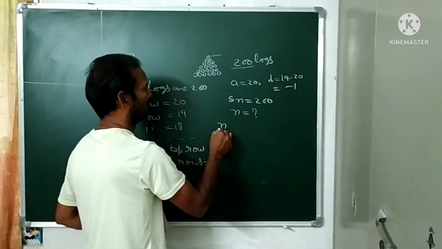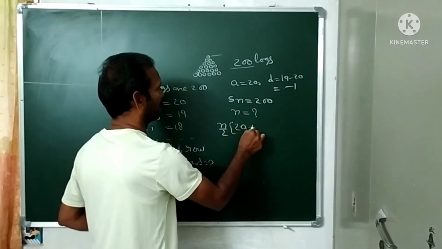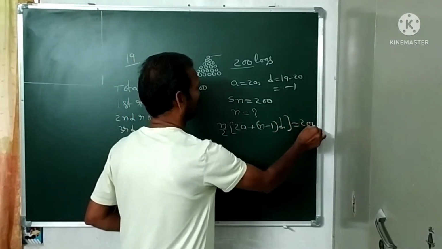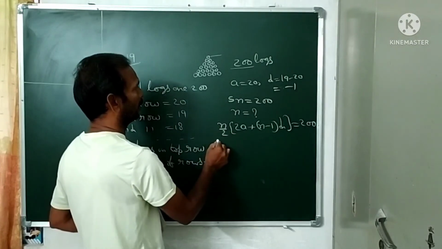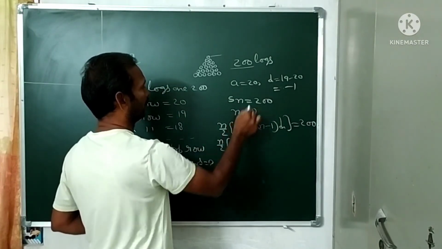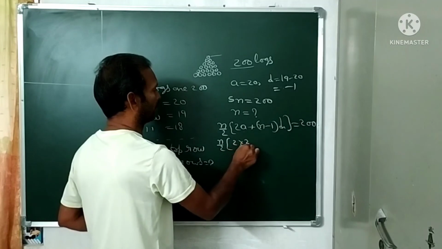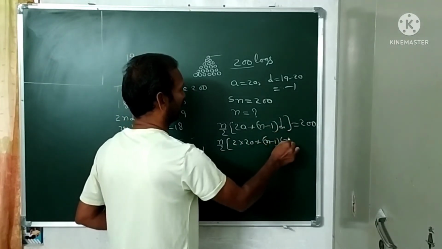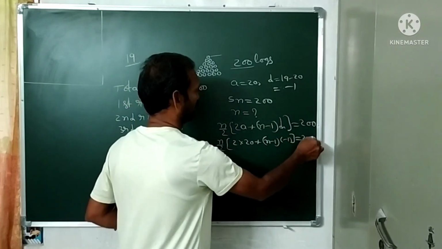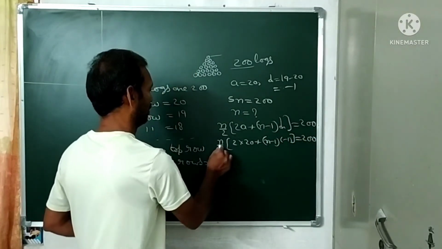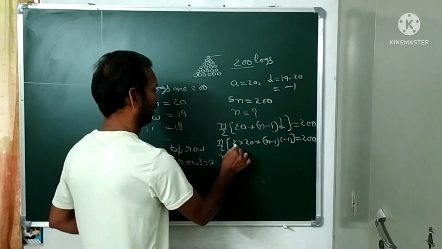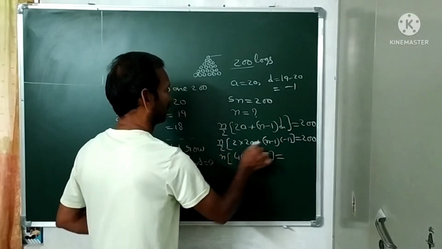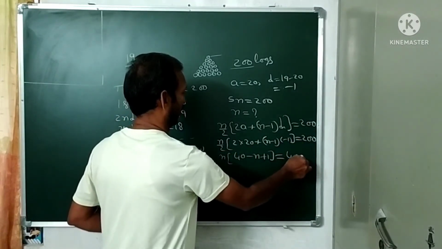Sn formula: n by 2 into 2a plus n minus 1 into d equals 200. The value of n we don't know. So n by 2 into 2 into 20 plus n minus 1 into d, where d is minus 1, equals 200. So n by n into 40 minus n plus 1. These two parts multiply this side, 400.